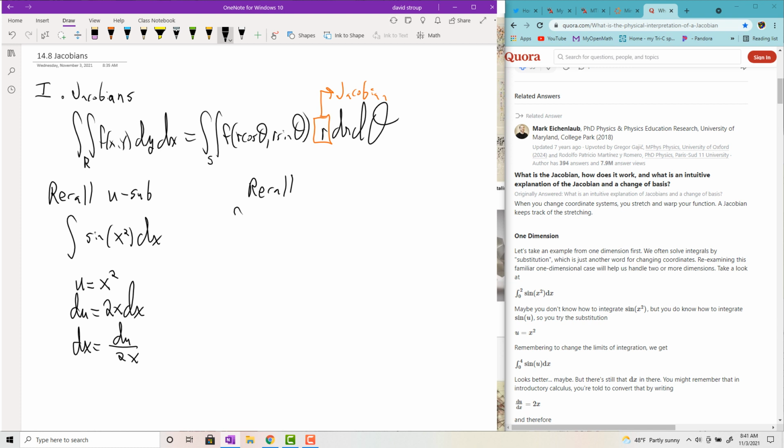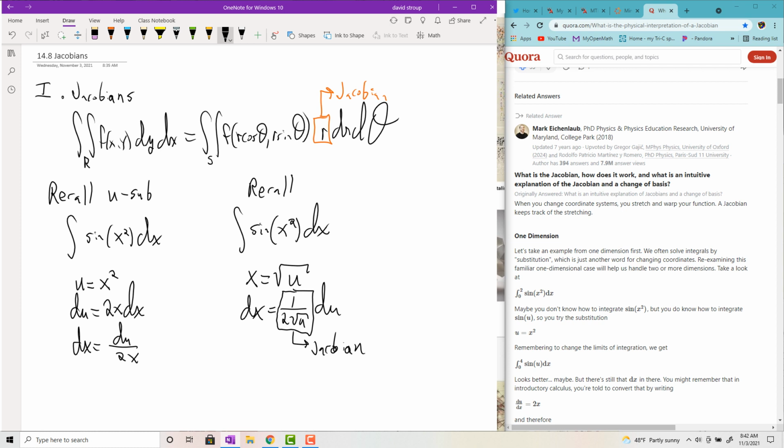You could also do what's more of a trig sub. So instead, you say let x equal some function of u, right? So let x equal the square root of u, and then dx will equal 1 over 2 square root of u times du. That factor here is basically a Jacobian. This is a Jacobian. And what it's doing, as Mark says, is accounting for a warping.